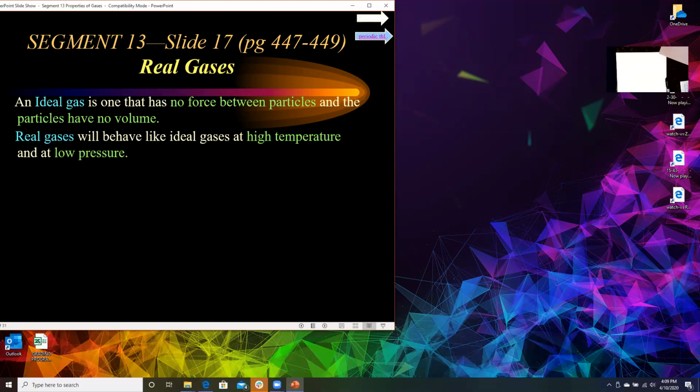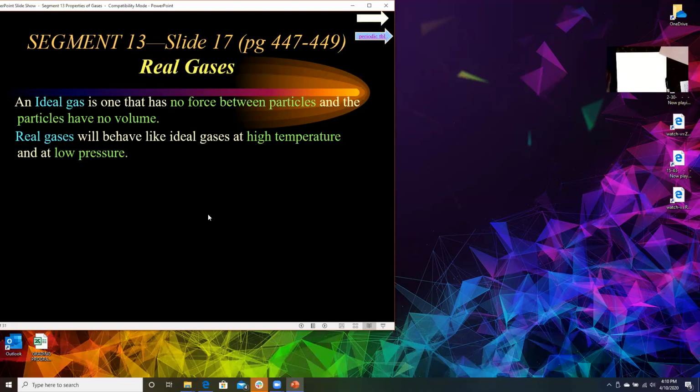Now think about the forces between molecules. The further the molecules are apart, the lower the force is going to be. If I lower the pressure, the volume increases. So that means the molecules get further apart as I lower the pressure. Lowering the pressure then would cause the gas to behave ideal. So a real gas becomes an ideal gas at high temperature and low pressure.